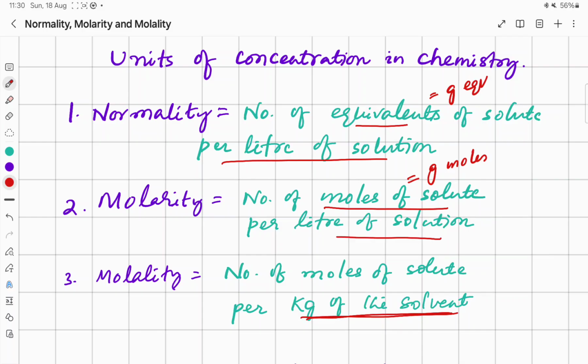Normality is the number of equivalents of solute per liter of solution, or gram equivalents of solute per liter of solution. Molarity is the number of moles of solute per liter of solution, or gram moles of solute per liter of solution. Molality is the number of moles of solute per kg of solvent. So the difference here is in normality and molarity we use per liter of solution, whereas in molality we use per kg of the solvent.